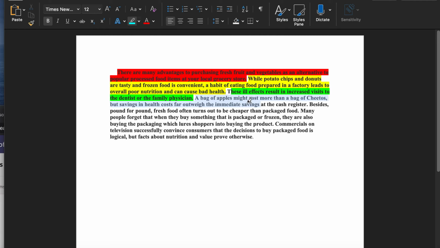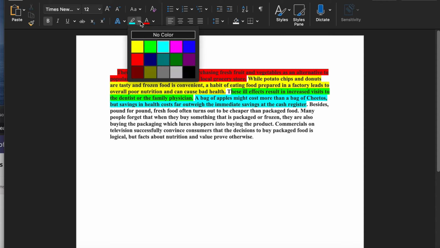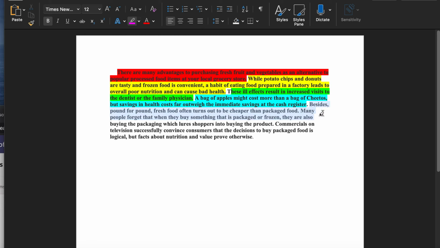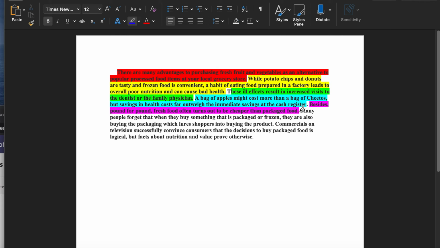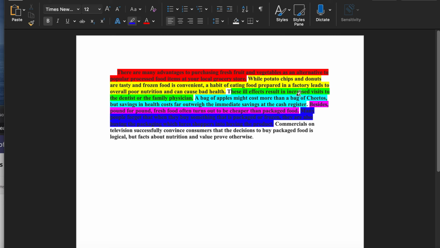A bag of apples, so now we're switching to a healthy view, might cost more than a bag of Cheetos, but savings in health costs far outweigh the immediate savings at the cash register. Okay, so topic two. Besides, pound for pound, fresh food often turns out to be cheaper than packaged food. A second point. And finally, many people forget that when they buy something that is packaged or frozen, they are also buying the packaging, which lures shoppers into buying the product. So they're making three points here.